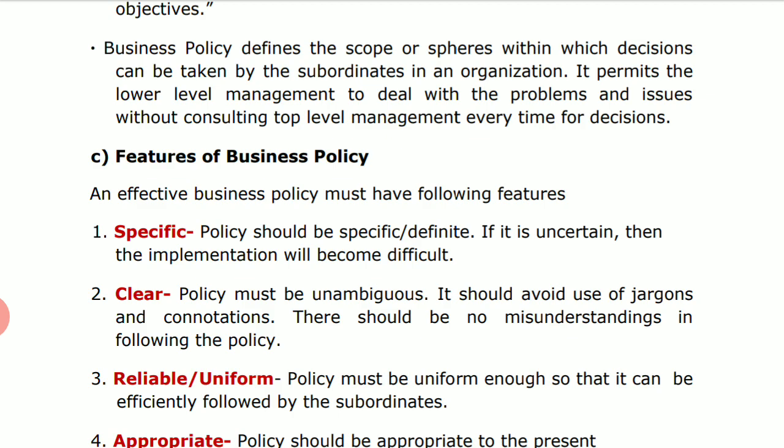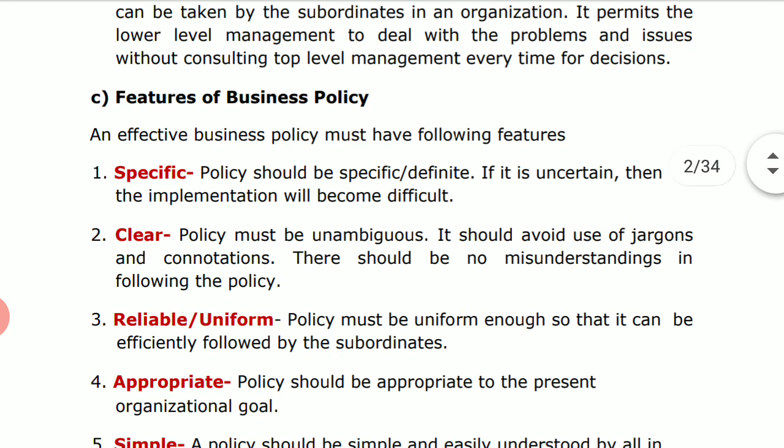It permits the lower level management to deal with the problems and issues without consulting top management every time for a decision. That means if lower level management or employees need to take decisions for any kind of problems, then every now and then they don't need to go to the top level management. Instead, just following the policies related to whatever the problem or area is, they can resolve the problems very easily.